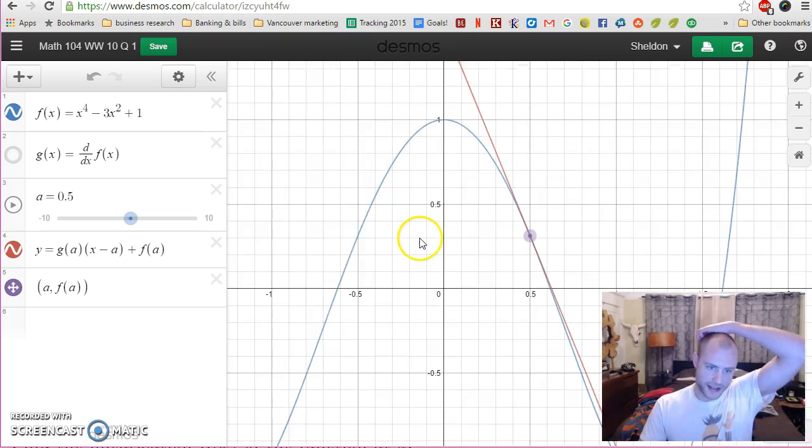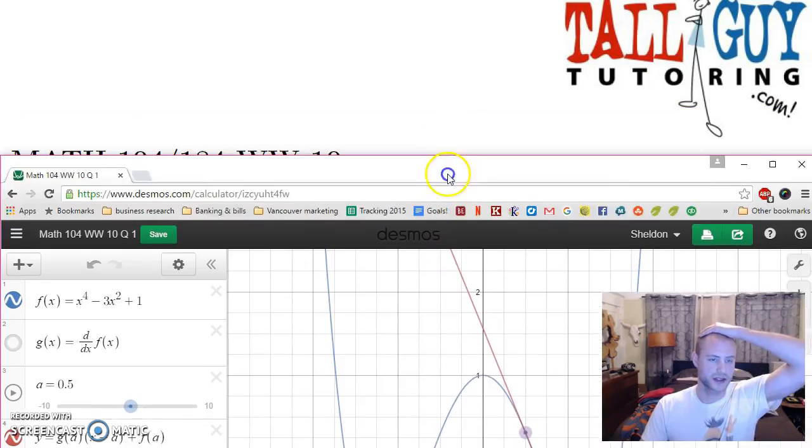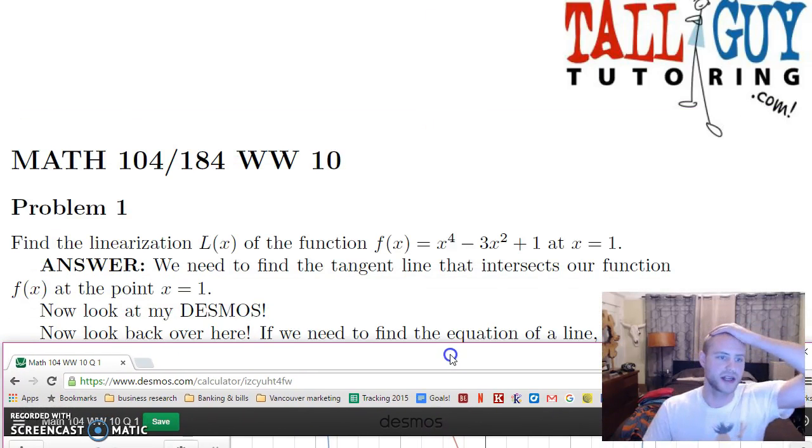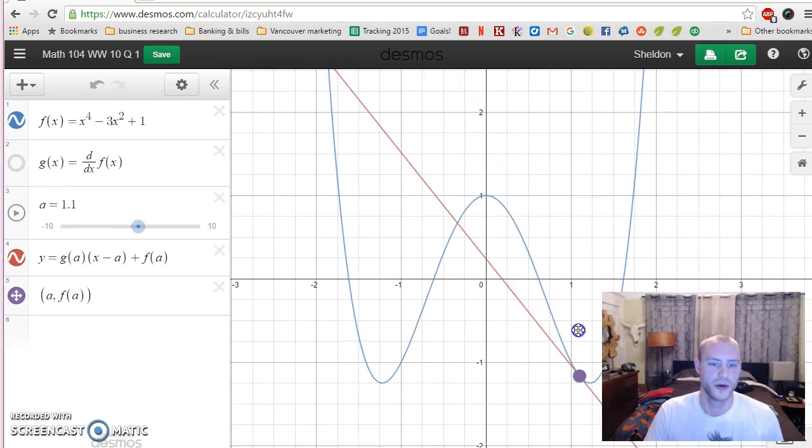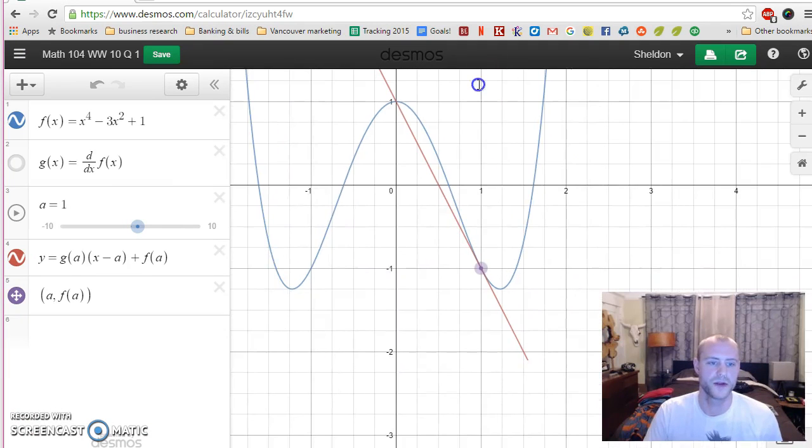I hope that makes sense. What do they want in this question? They want find the linearization L(x) of the function at x equals 1. So we just put this thing at 1. There we go. So really what they're asking for is find the equation of this line. That's what L(x) is. That means the equation of that line.